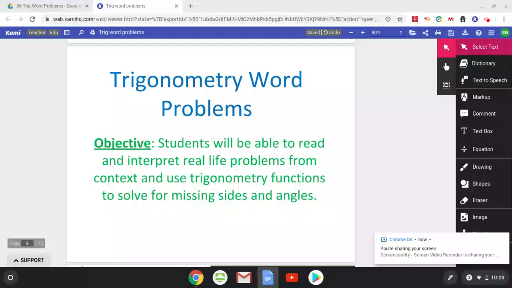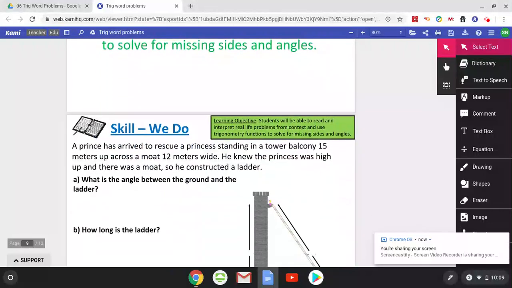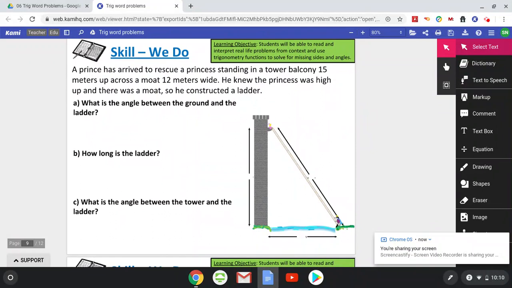Hello, in this video you will be learning about trigonometric word problems, which basically means there's a story, there's a context, and we will solve parts of the context. Okay, problem number one. We have a scenario where a prince has arrived to rescue a princess.